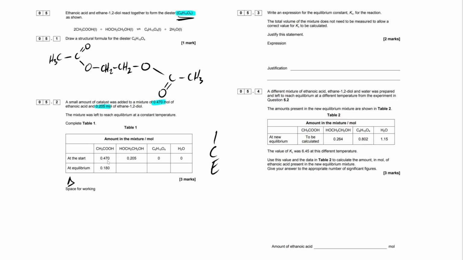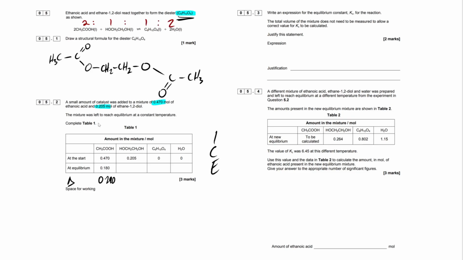So what you have to do is just do 0.47 minus 0.18, and that is going to tell us the change in moles for the ethanoic acid, okay? So let's do that right here. 0.47 minus 0.18 is going to be 0.29, okay? Now, what we have to do here is look at the molar ratios within the equation. So our ratio up here, if I scan to the top, is 2 to 1 to 1 to 2, okay?